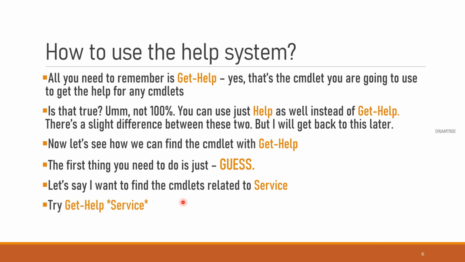So all we have to try is Get-Help and then asterisk service asterisk. In PowerShell this is called a wildcard. What it does is it will try to bring out all the commandlets which have service in their name. It's demo time.